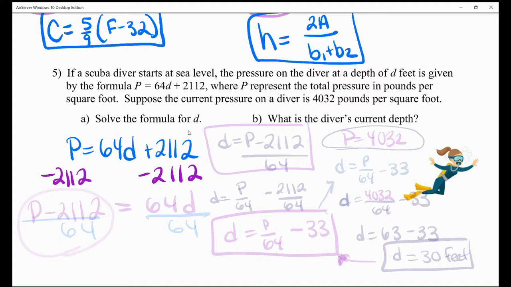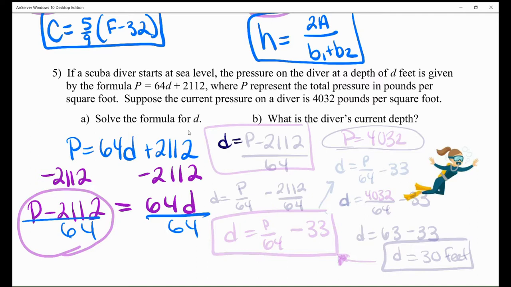P minus 2,112 is just P minus 2,112. This equals 64 times d. So the next step to solve would be to divide both sides by 64. So d equals P minus 2,112 divided by 64.